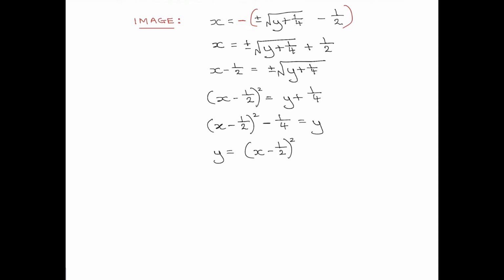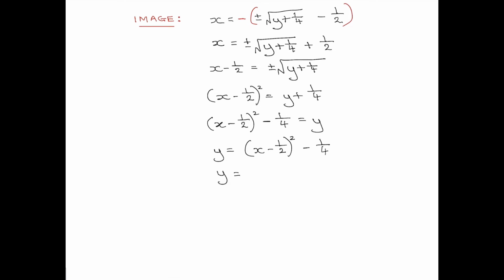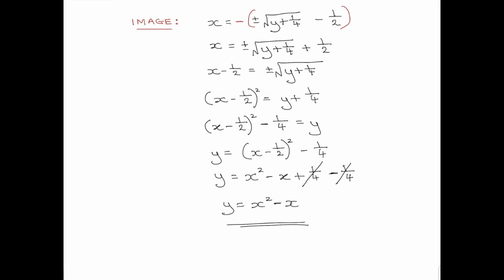Now you might be thinking, well, this looks a bit different from what we had in question 1. If you expand, you'll find that it's the same result. So expanding that bracket, we have x squared minus x plus a quarter, and minus a quarter on the end. Of course, these cancel, and there's the same result that we got for question 1. Well done if you thought of doing the question this way and managed the algebra on your own.